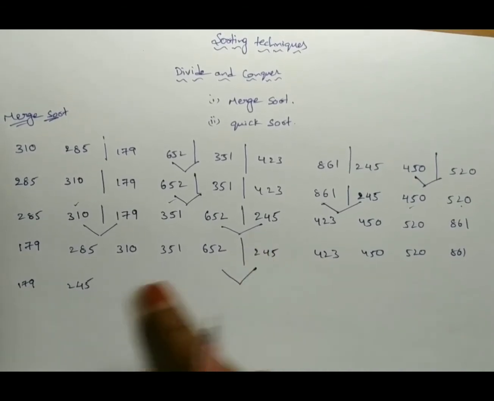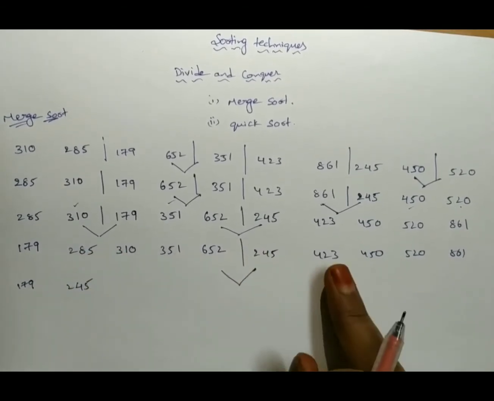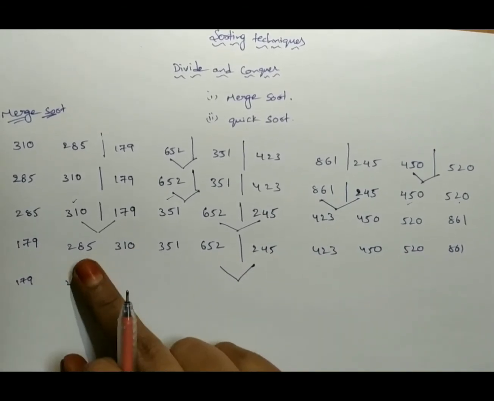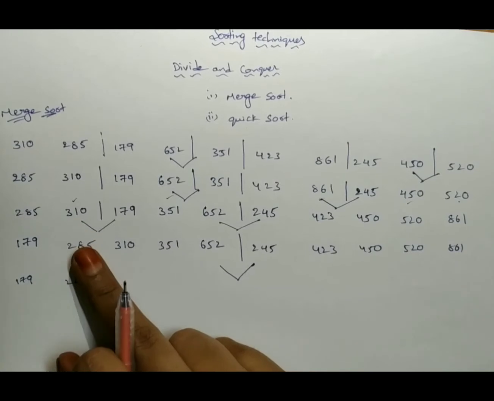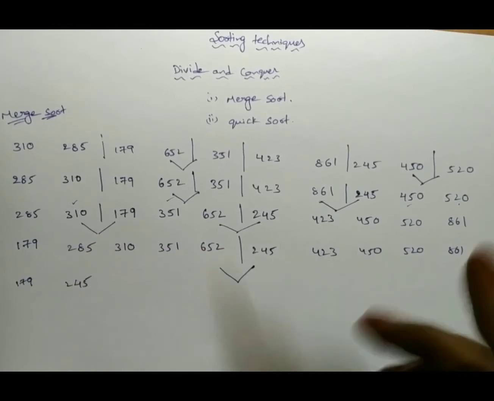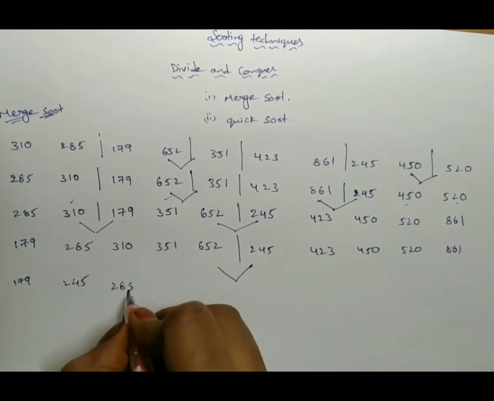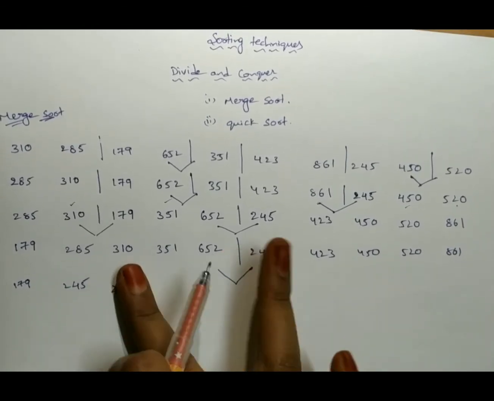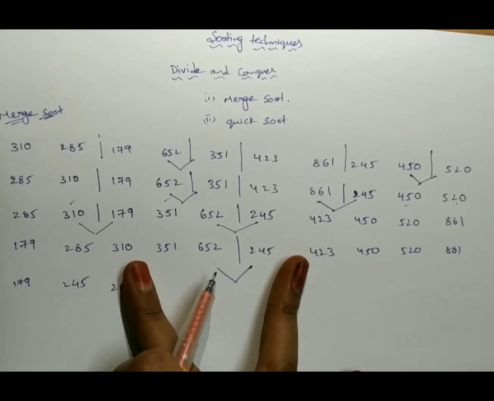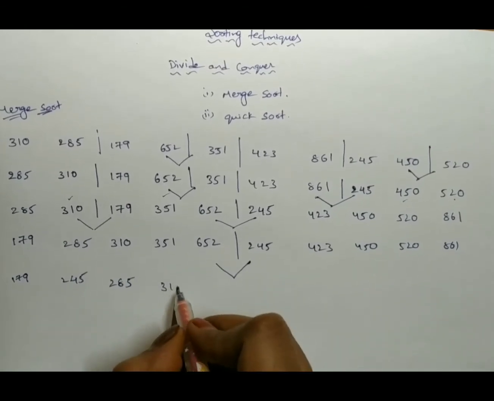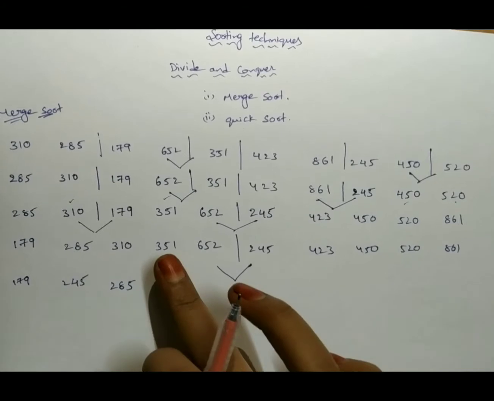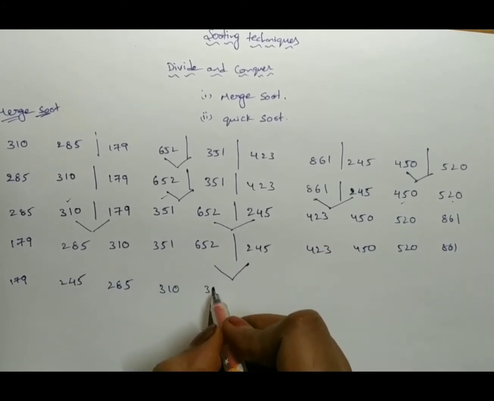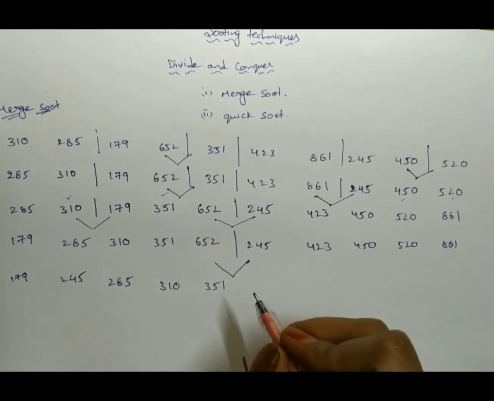As we have placed 245 in the list, I am considering the second element in the second sublist with the second element in the first sublist. 285 is smaller than 423, so I am placing 285 here. Now I need to compare 310 with 423. 310 is smaller than 423, so I am placing 310 here. Now I am comparing 351 with 423. 351 is smaller than 423. I am placing 351.